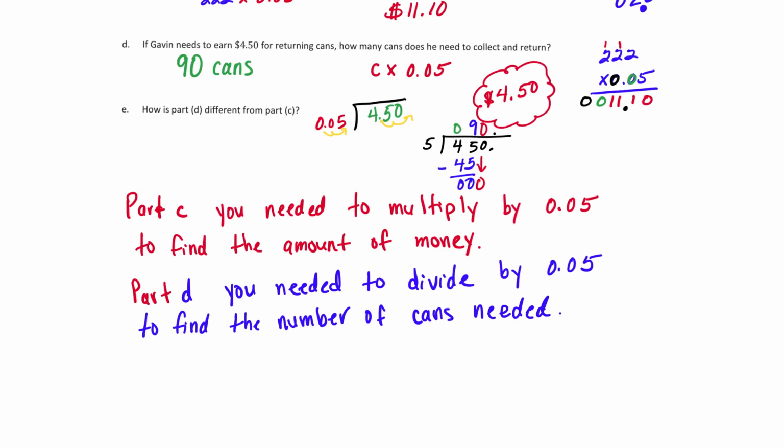Okay, the only thing that you need to notice is that in one you were looking for the amount of money, and that is when you multiplied, and on the other one you should have noticed that you divided to find the number of cans. Okay, so that will be a little different.